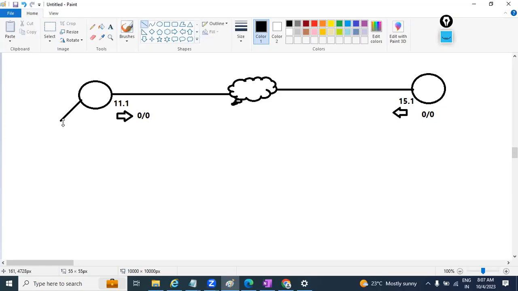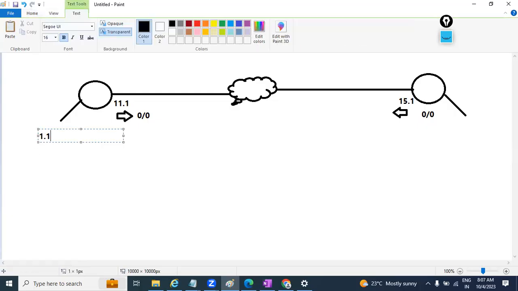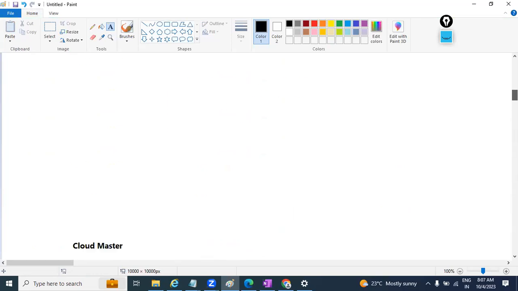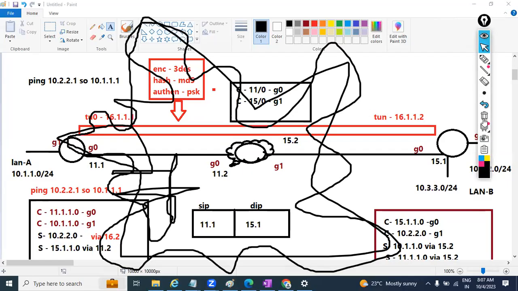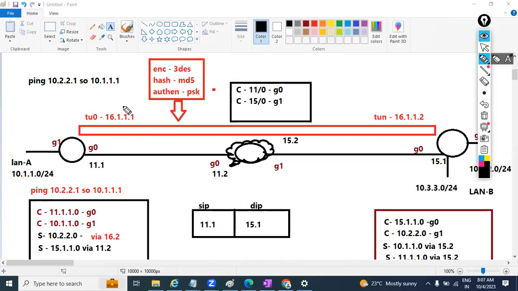Behind site A we have LAN A, and we have LAN B. Let's consider LAN A is 1.1.1.1 and this is 2.2.2.2. Yesterday I created one tunnel, and there was a tunnel interface. In route-based VPN we have a tunnel interface, but in policy-based VPN we don't have any tunnel-based concept. That is different.